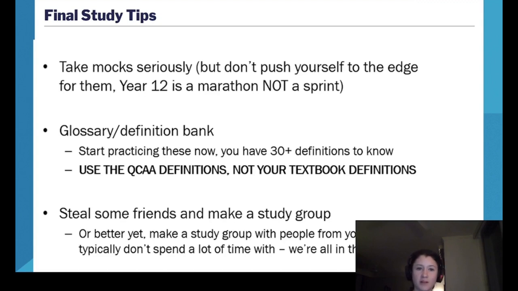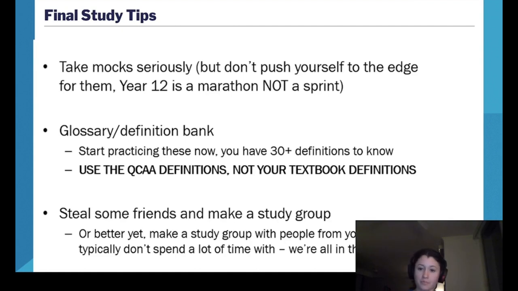Next, steal some friends and make a study group, and really practice doing it all together. It's really helpful, for yourself and for others, if you can help other people do questions. A lot of the time, if you're explaining a concept, or explaining how to do something to somebody else, it really helps your own understanding. And a lot of the time, somebody else will ask you questions that will point out gaps in your own knowledge, where you can go to your teacher or back to your textbook to fill that in.